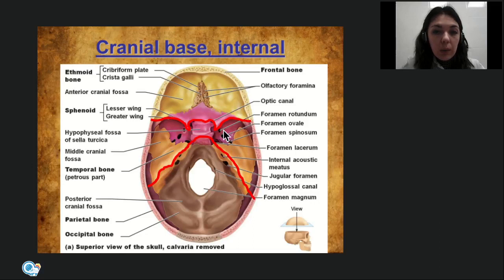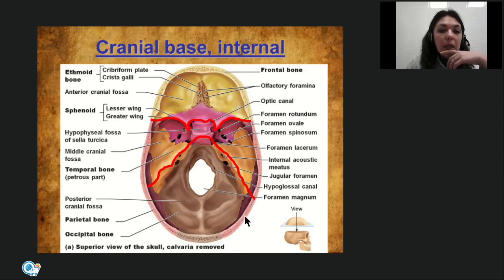There is also the foramen rotundum, through which the second branch of the trigeminal nerve leaves, the maxillary nerve. The foramen ovale, through which the third branch of the trigeminal nerve leaves, the mandibular nerve. And there is also the foramen spinosum, through which the middle meningeal artery passes. And now the deepest and most posterior cranial fossa, the posterior cranial fossa.